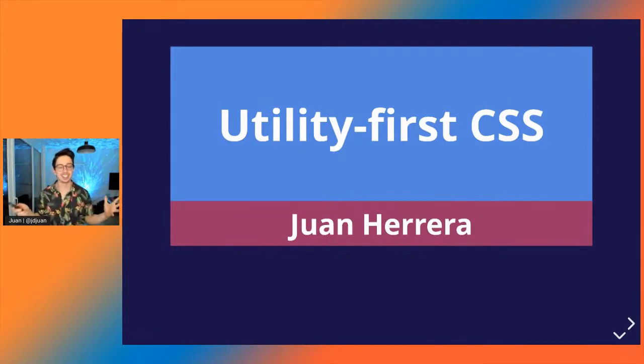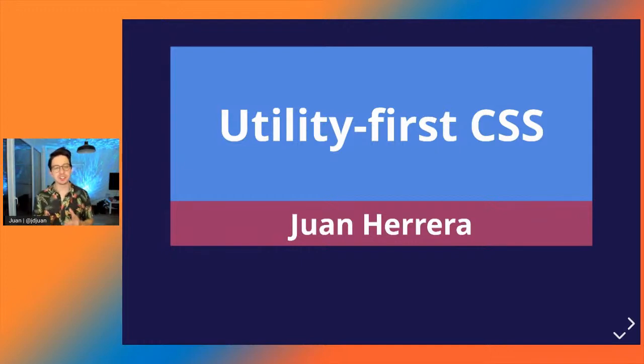So let's get started. Utility-first CSS. This is probably one of the hottest trends that happened last year. You probably noticed it with something called Tailwind. And as you might have seen, a lot of people love it and a lot of people hate it as well.